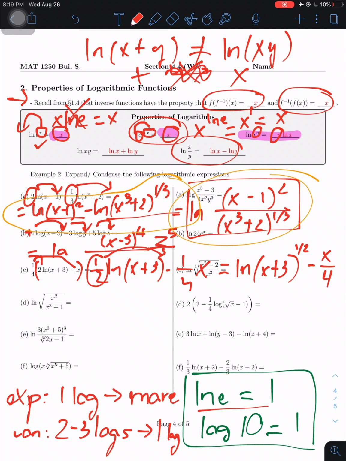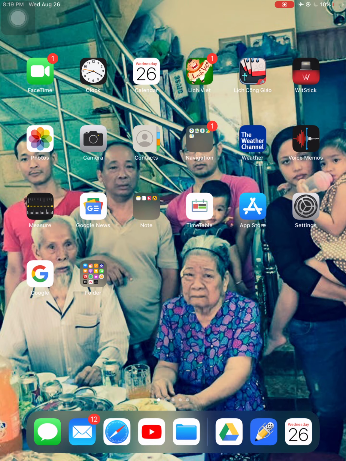And now for D, let's expand it out because we only have 1 log to start with, okay?